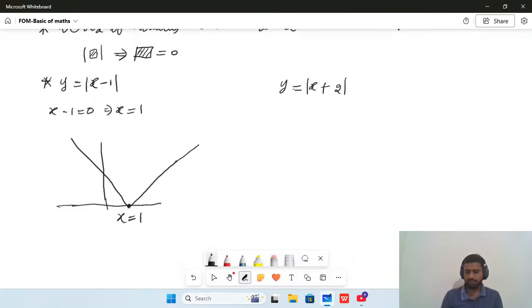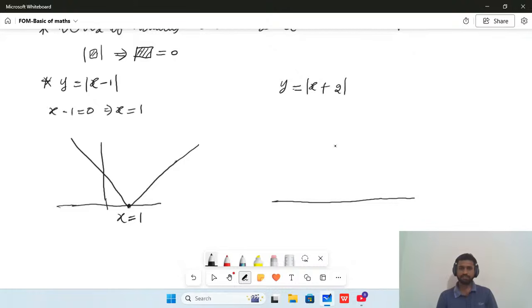Yes, I can see the chat box here. The expression at which it becomes 0 is called the critical point. So x plus 2 equals 0, so x equals minus 2 is the critical point for this modulus example.